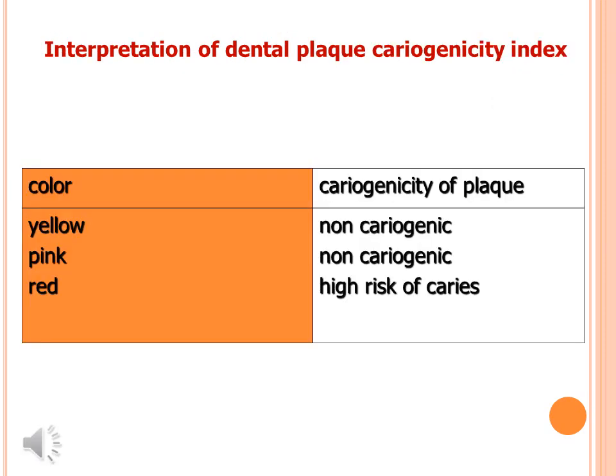Then we interpret the dental plaque cariogenicity index with a table. The table consists of 2 columns. The first one is color and the second one is cariogenicity of plaque, and 3 lines: yellow, pink and red. Yellow is non-cariogenic, pink is non-cariogenic, and red is high risk of caries.